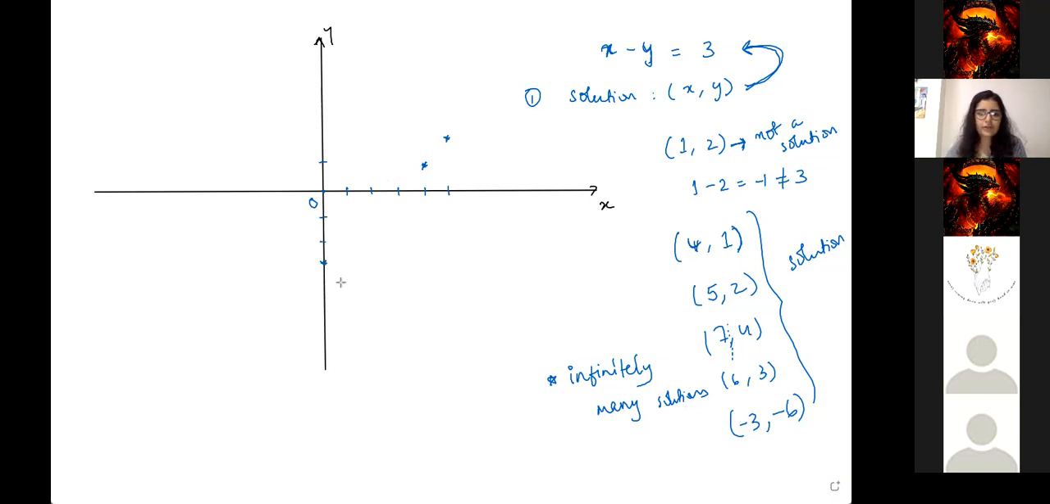Okay, so if I take all of these set of points and then draw a graph, I'll get a straight line. So this straight line represents this particular equation, x minus y equal to 3. And any point that lies on this particular equation is a solution. Any point on the line is a solution of the equation.